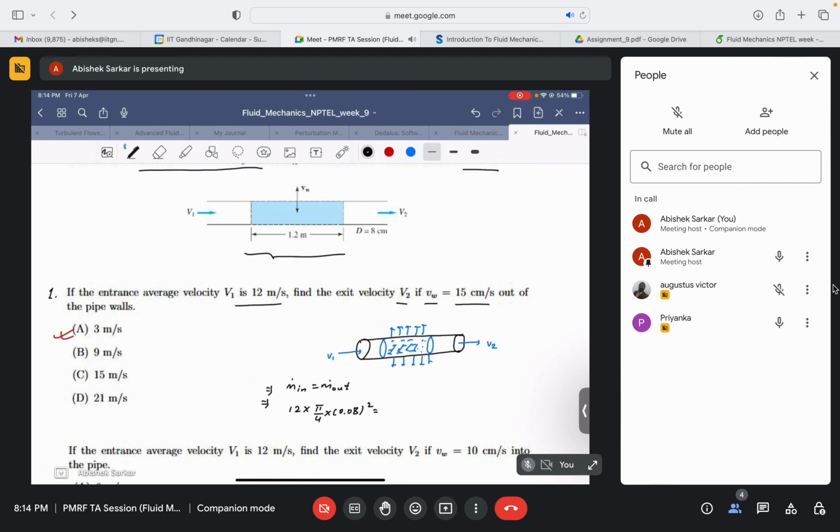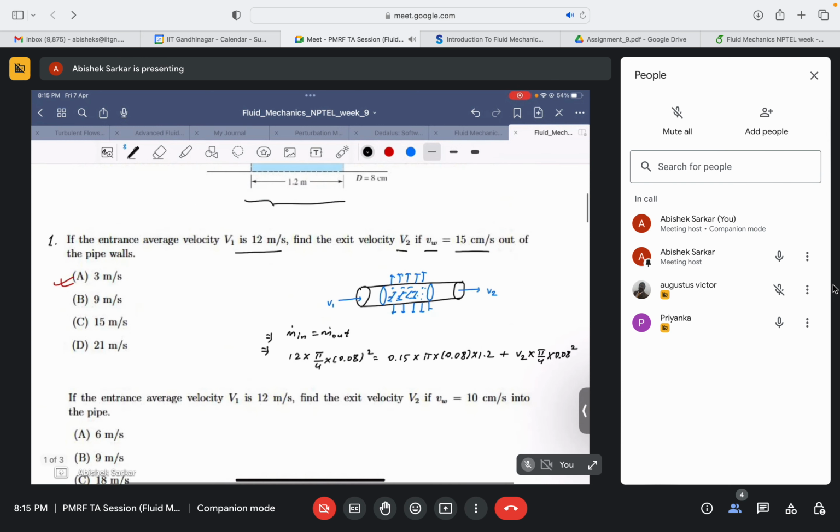Equal to VW, that is 15 centimeter, 0.15 meter per second, into pi into 0.08 into 1.2, basically the lateral surface area of the cylinder, plus V2, right?